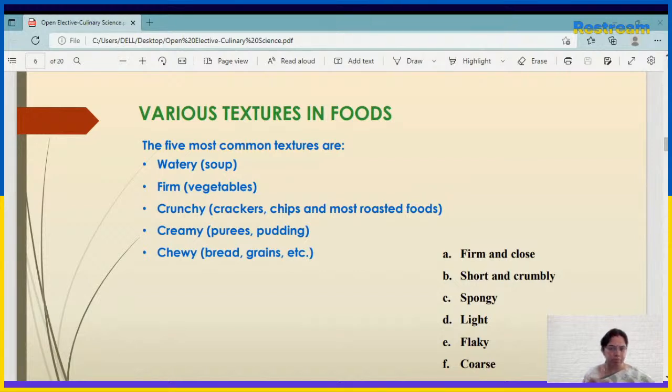For example, if you take chips and break them, they are crispy. When you take cake and break it, it is creamy, smooth, and soft. So cake has to have a certain rheology, a certain texture. Similarly, chips have their own texture. The five most common textures are watery, that is soup; firm, that is vegetables; crunchy, that is crackers and chips; creamy, that is puddings; then chewy, that is breads and grains. So this is about texture.